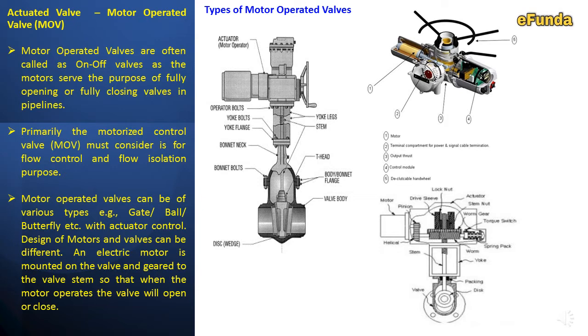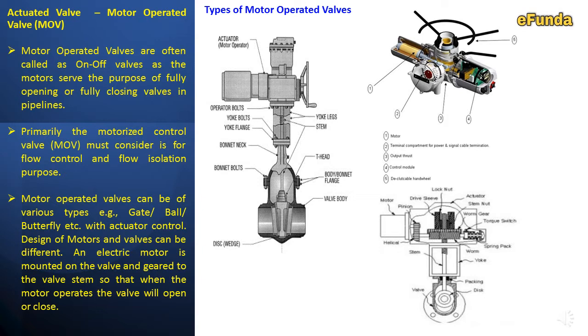There is gate type, ball type and butterfly type, etc., with actuator control. The design of motor and valves can be different. An electric motor is mounted on the valve and geared to the valve stem so that when the motor operates, the valve will be either open or closed.